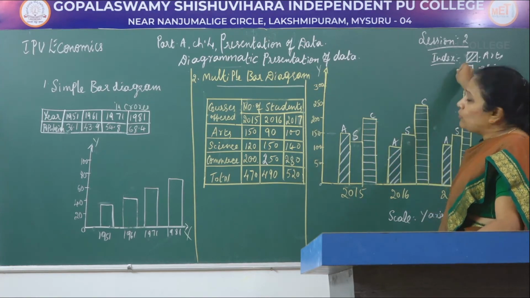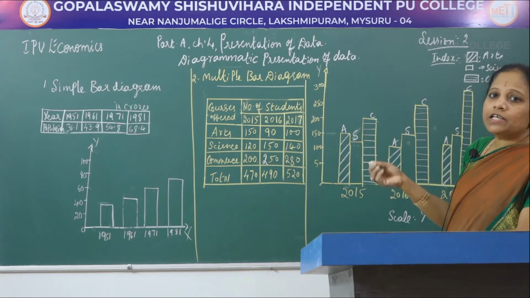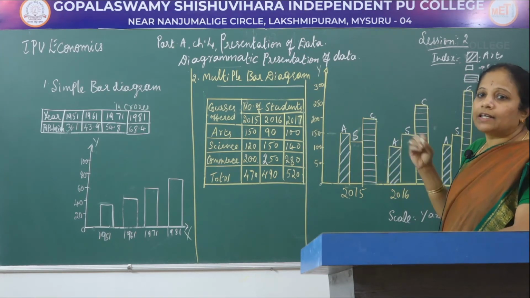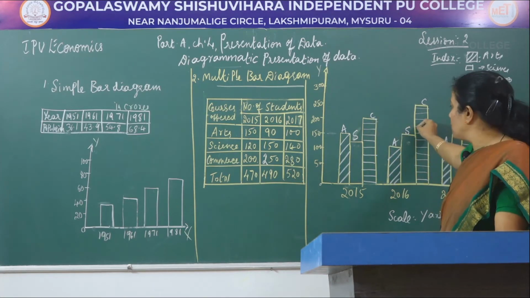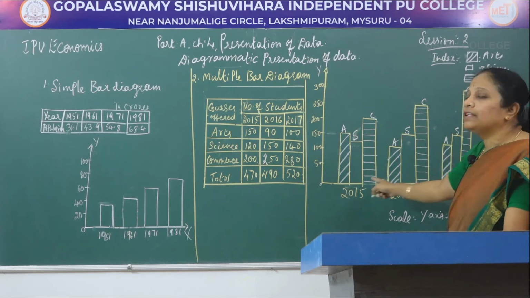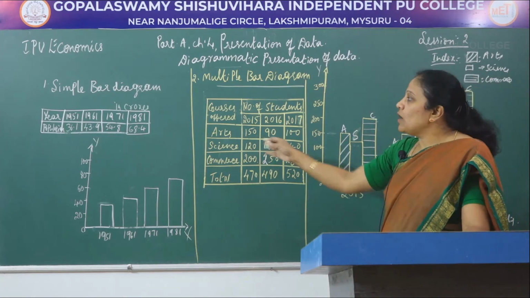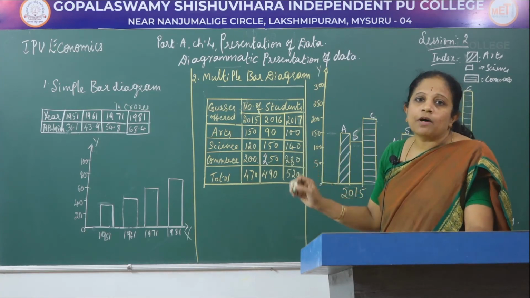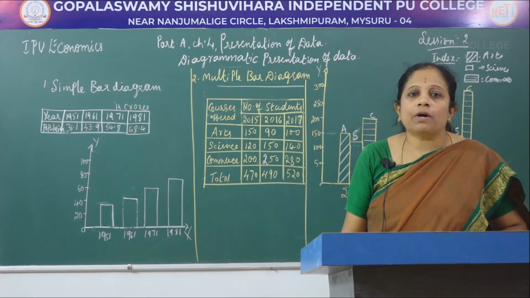So we have to write the index of the lines or of the presentations that we have made in the graph. So commerce is represented with horizontal lines in all the 3 years, and this is known as the multiple bar diagram. These two are the first 2 types of bar diagrams. So now let's move towards the component bar diagrams.